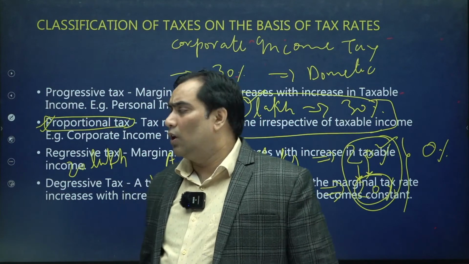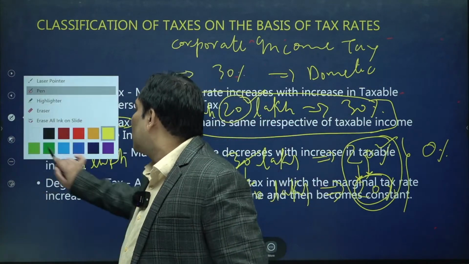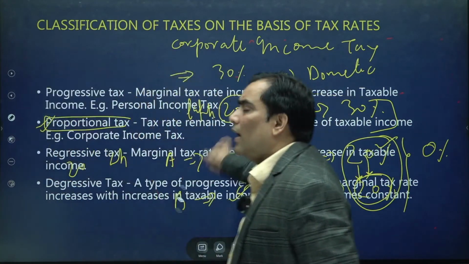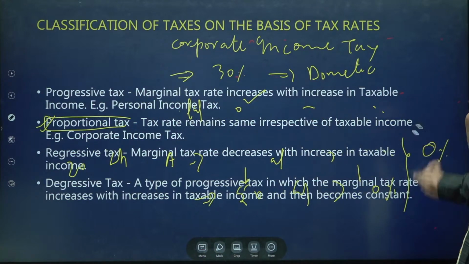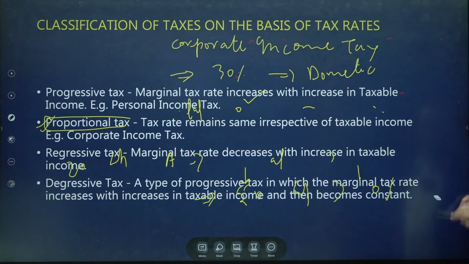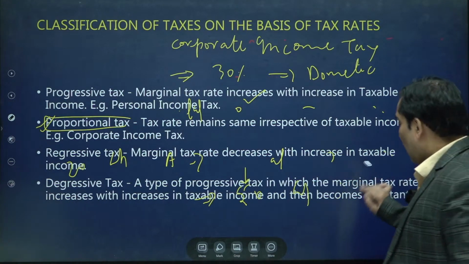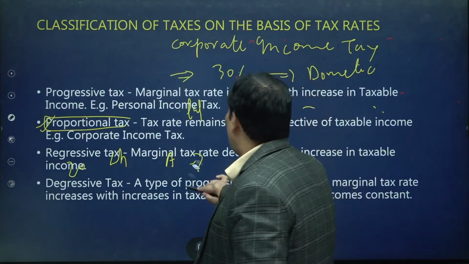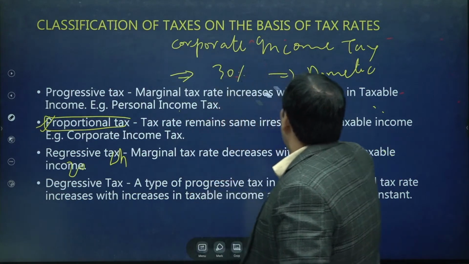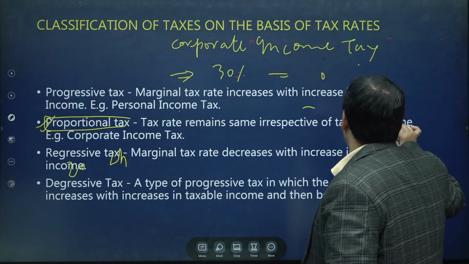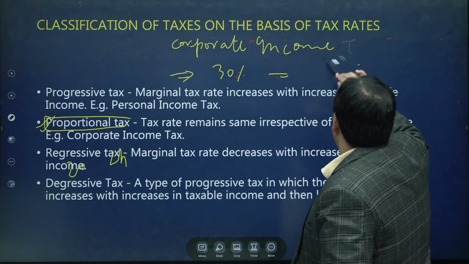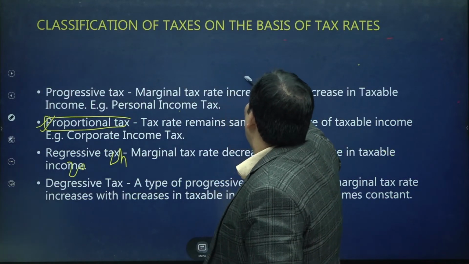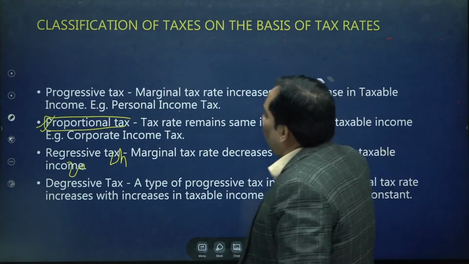Now we are going to proceed further and discuss the regressive tax system. What is the meaning of regressive tax system? It is opposite to the progressive tax system. In a regressive tax system, the marginal tax rate decreases with the increase in taxable income. As the taxable income increases, the marginal tax rate decreases. This is a system which is instrumental for making the richer more rich and the poorer more poor.